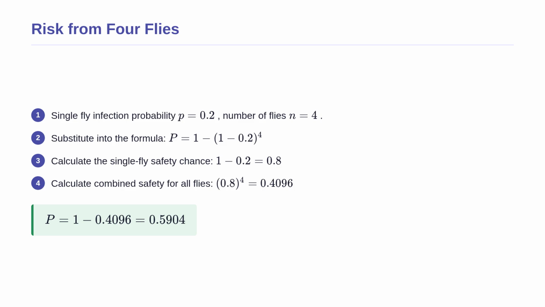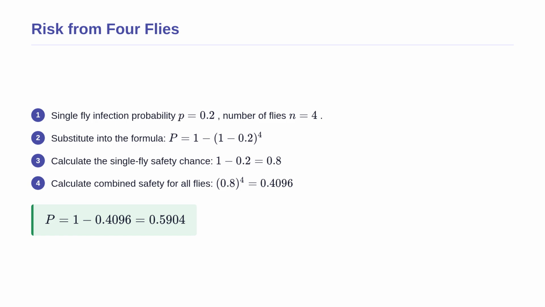Let us apply this formula to a real scenario. Suppose the probability that a single fly makes you sick is 0.2 or 20%. During a picnic, 4 different flies land on your lunch. We want to calculate the total probability that you will get sick. We substitute p equals 0.2 and n equals 4 into our formula.